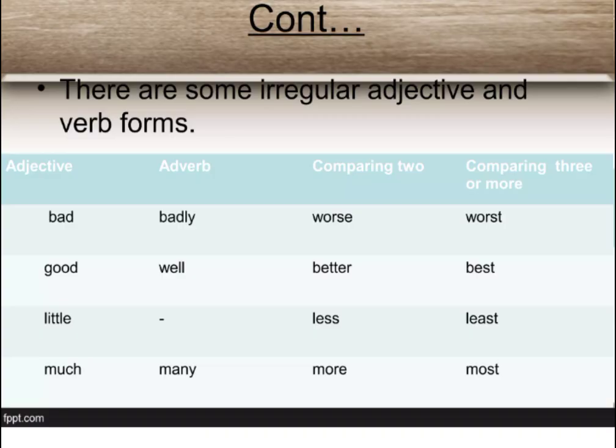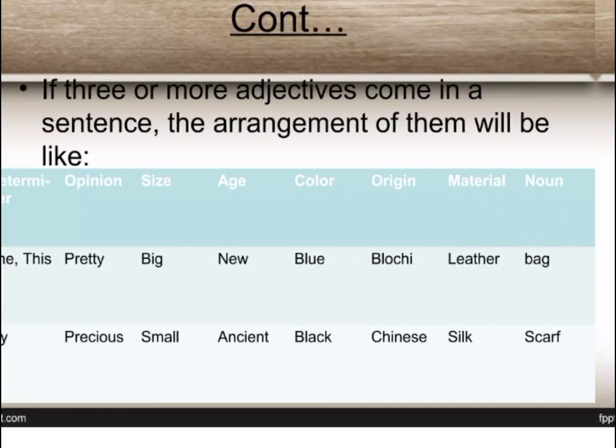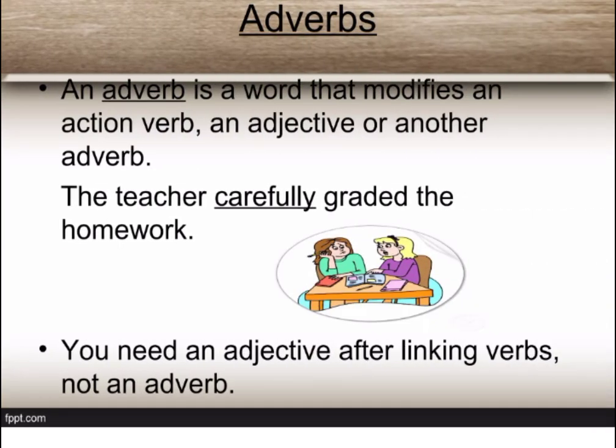Much, many, more, most. If three or more adjectives come in a sentence, the arrangement of them will be like this: pretty big new blue Balochi leather bag, precious small ancient black Chinese silk scarf.